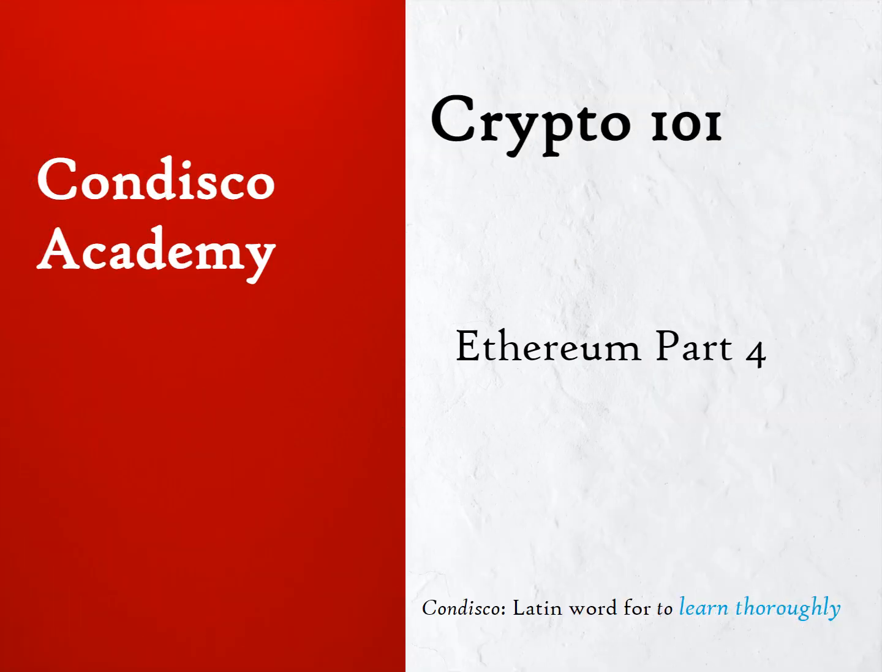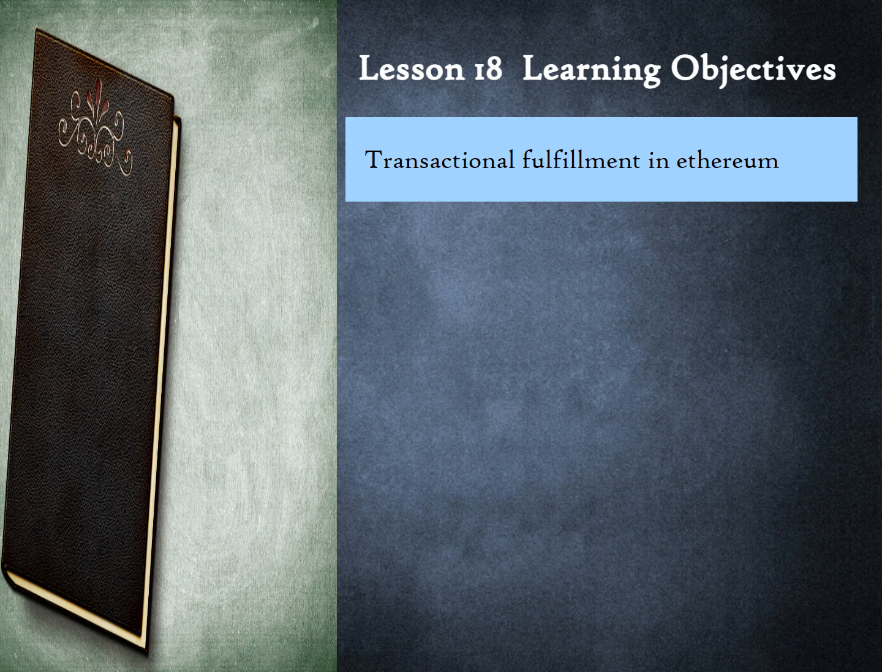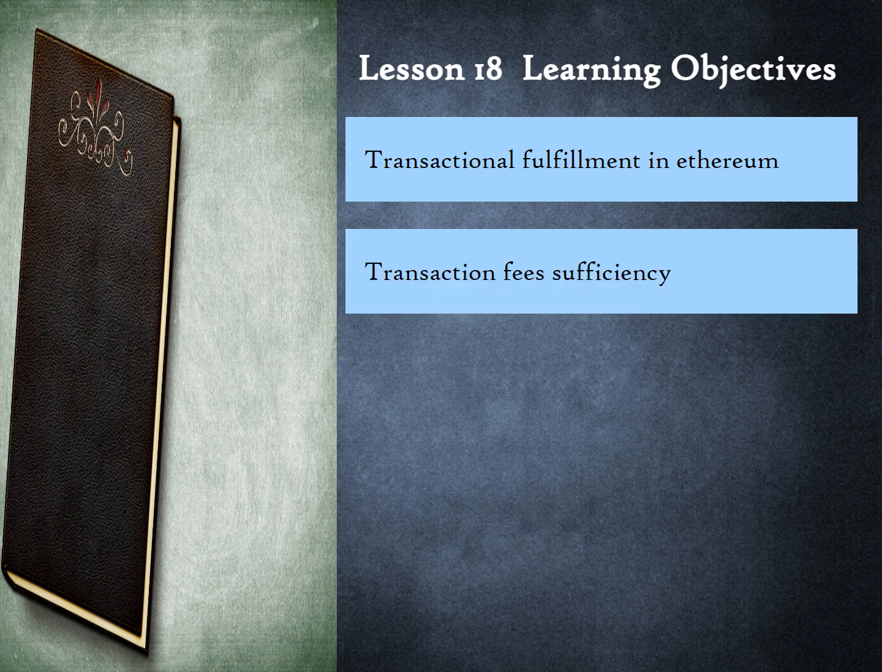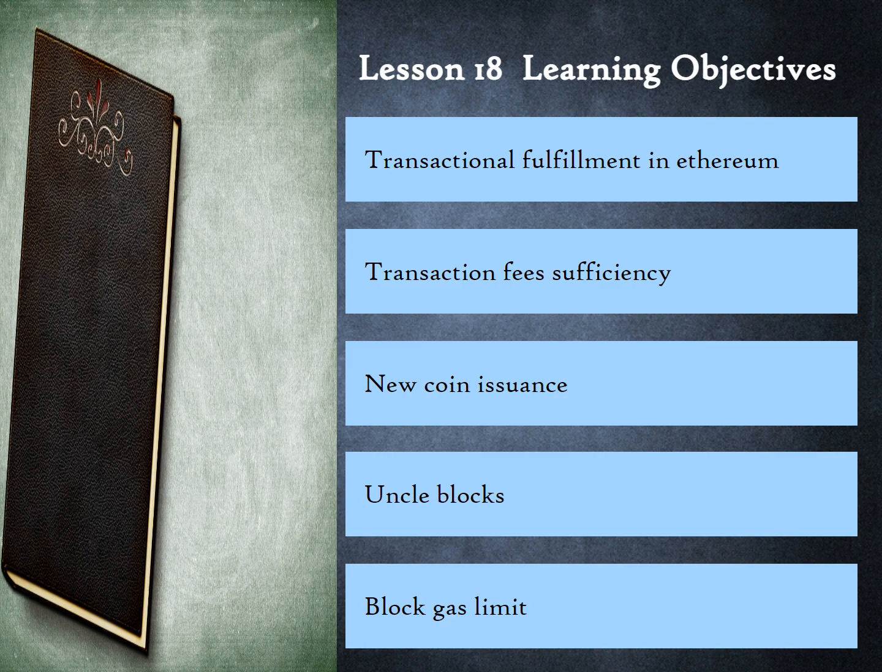Welcome to Crypto 101, a first principles jargon-free course on blockchain and its impact on financial services. In the previous lesson we learnt about the account opening and transactional workflow of Ethereum. In this lesson, we will complete the discussion on the transactional workflow by learning how transactional fulfillment occurs on Ethereum. We will learn about the concept of transaction fee sufficiency. We will also cover new coin issuance, the concept of uncle blocks and block gas limits.